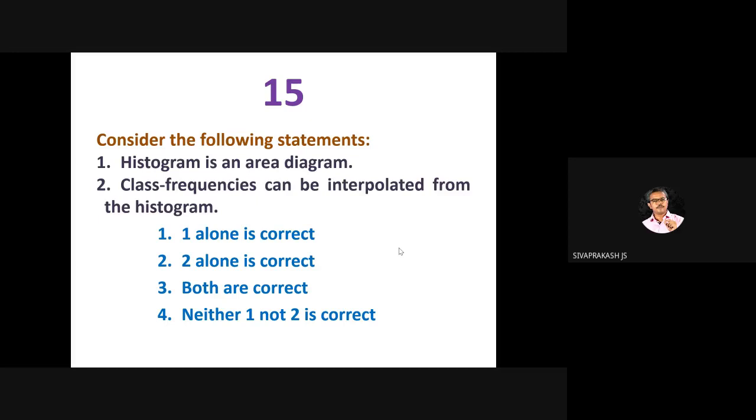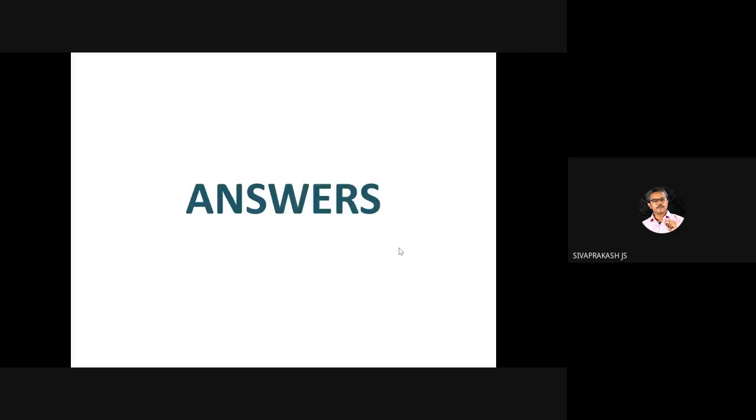So which one would be the best? First, histogram is an area diagram. True or false. Then class frequencies can be interpolated from the histogram. True or false. Then you can decide.